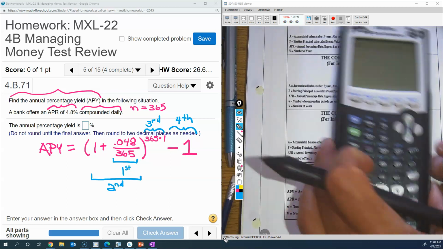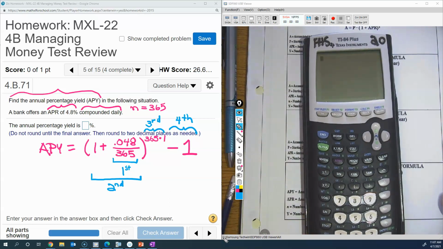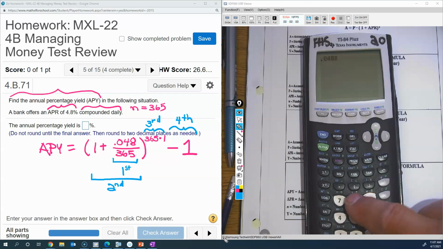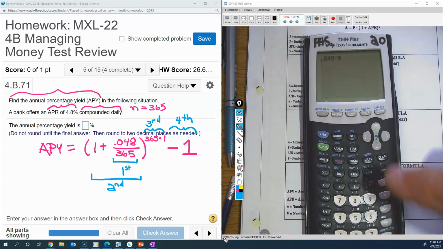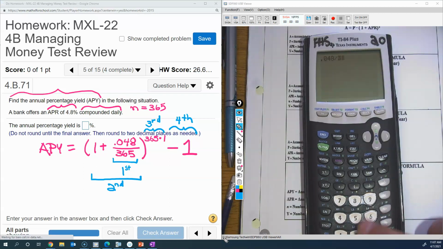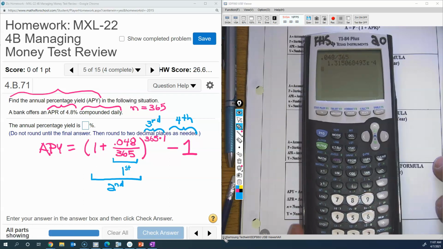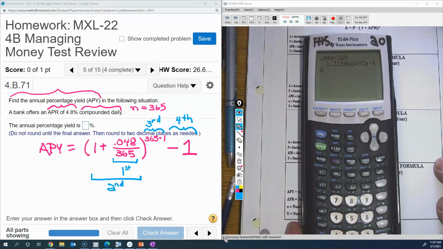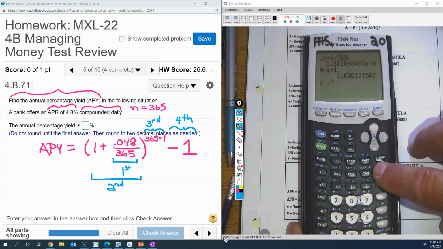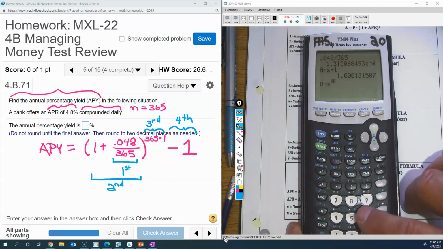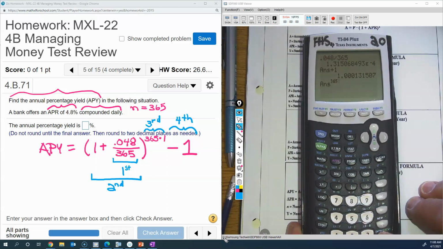All right, so here we go. Enter. Okay, add 1. Okay, exponent 365, hit enter. And now subtract 1.